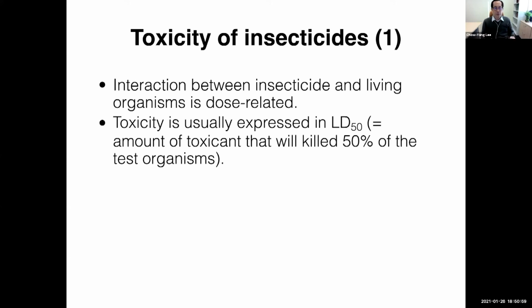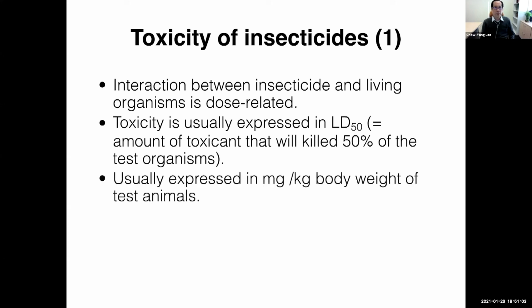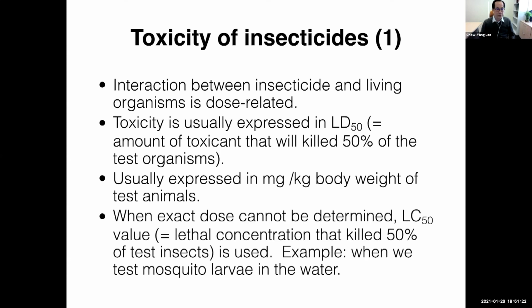This is the amount of toxicant that will kill 50% of the test organisms. Of course, you can express it in milligram per kilogram body weight of test animal, especially when you are using rats. If you are using, for example, cockroaches, we normally express it in microgram over gram body weight of the test insects. But in many situations, we are not able to determine the exact dose that the insect contacted.